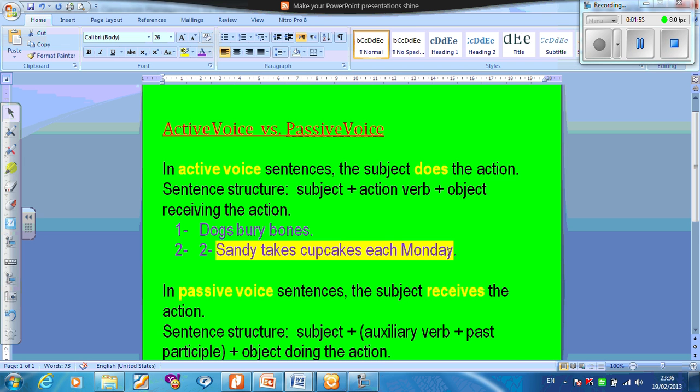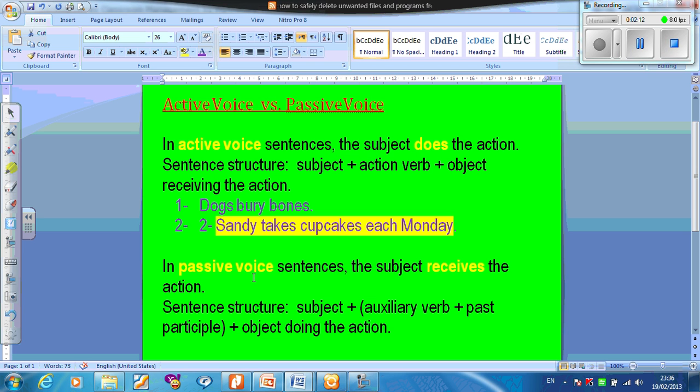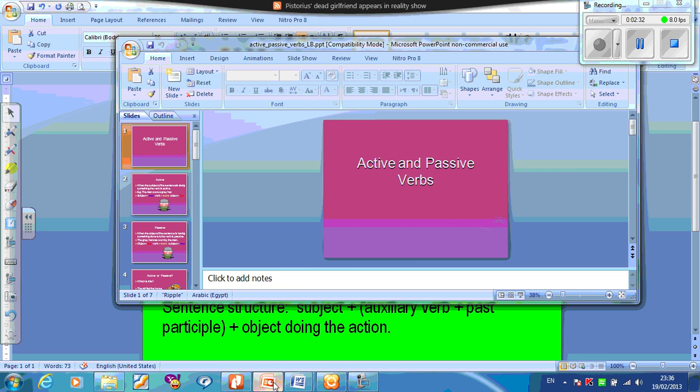So it's clear now. Let's revise it once more. In active voice sentences, the subject does the action. So the structure of the sentence is going to be subject, action verb, plus object who is receiving the action. However, in passive voice sentences, the subject receives the action. So the structure of the passive sentence is going to be subject plus auxiliary verb plus past participle plus object doing the action.